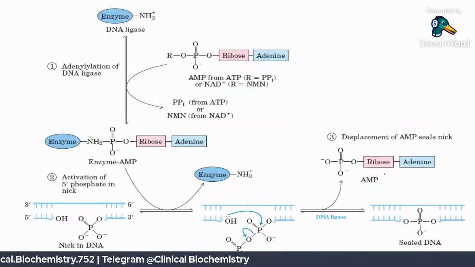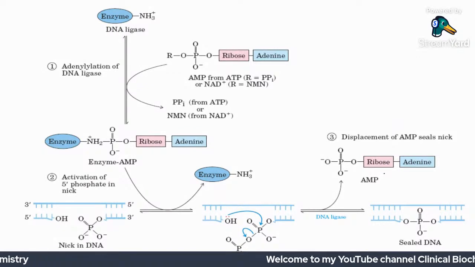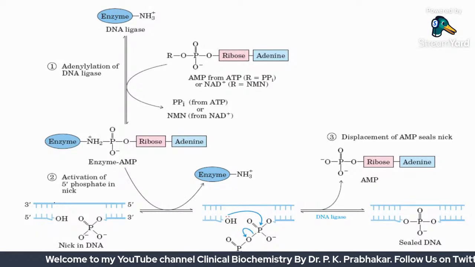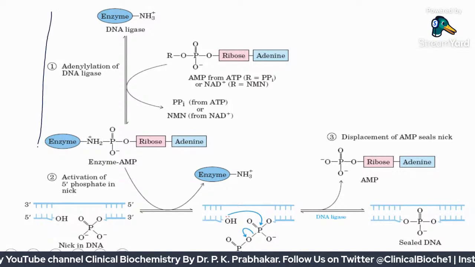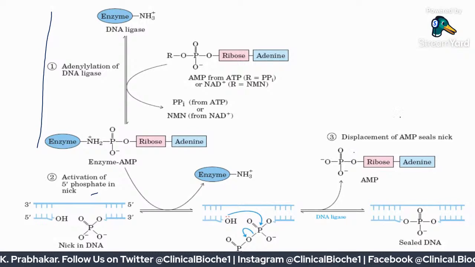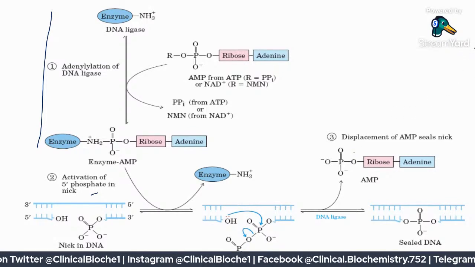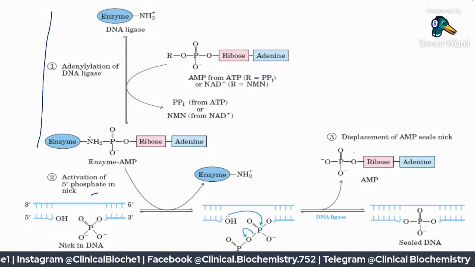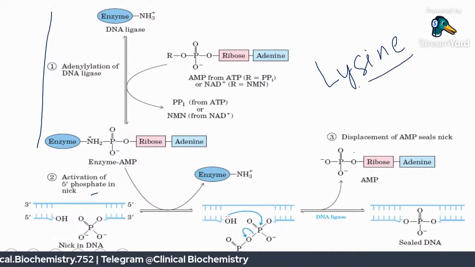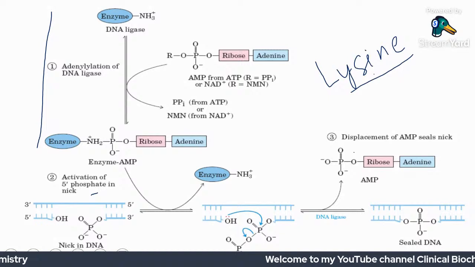So see here, this is the ligation reaction. One by one, forget about this portion. Just see only those portions which I am going to tell you. This is my first step reaction, this is my second step reaction, and this is my third step reaction. Ligase is an enzyme, and enzymes are proteins. So ligase has an amino acid called lysine. We have seen lysine previously also in the case of histones. Lysine is a basic amino acid, so it has one extra amino group.